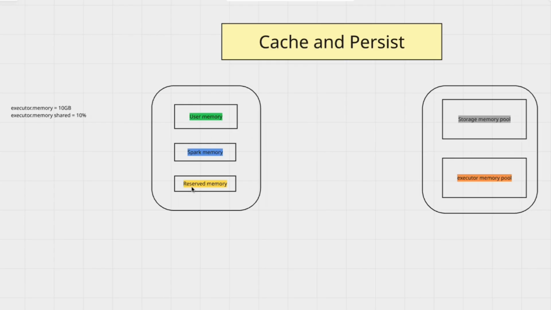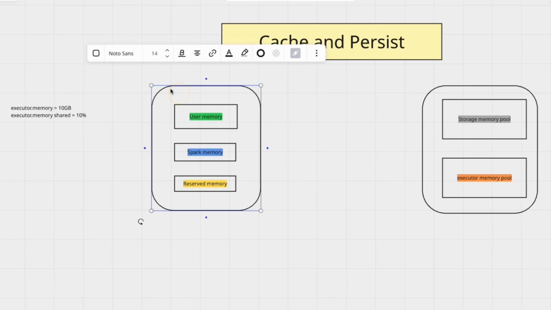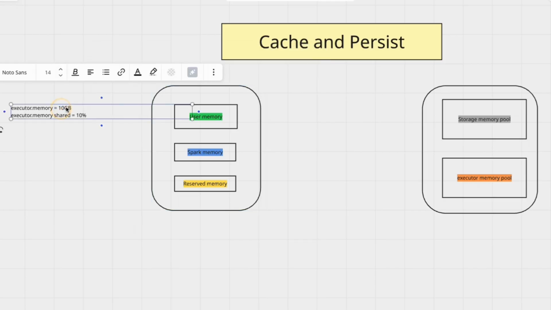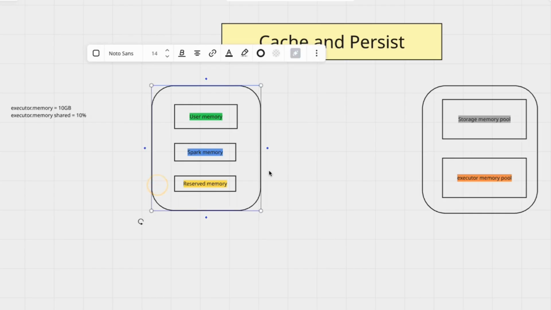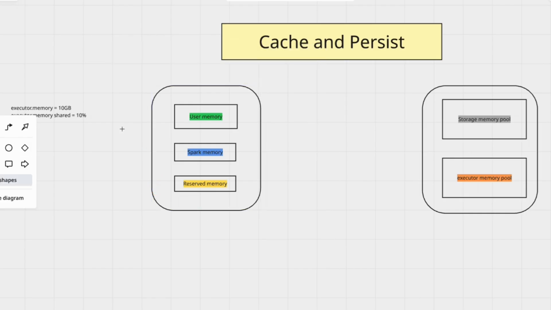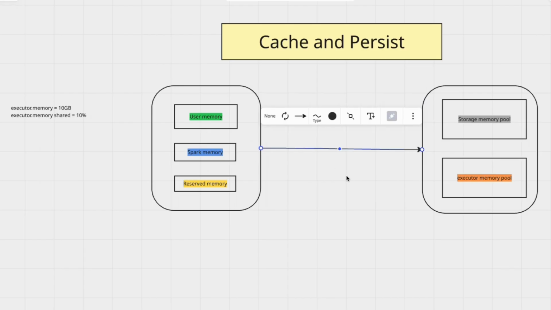On the screen you can see this box is the representation of my executor memory, or the executor container. For example, I have an executor memory of 10 GB. If I have provided executor memory of 10 GB, then 10% of that will be reserved as reserved memory. Inside this executor, if we go into detail, we have two other parts: the storage memory pool and the executor memory pool.